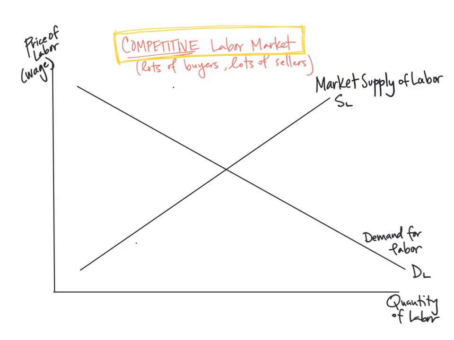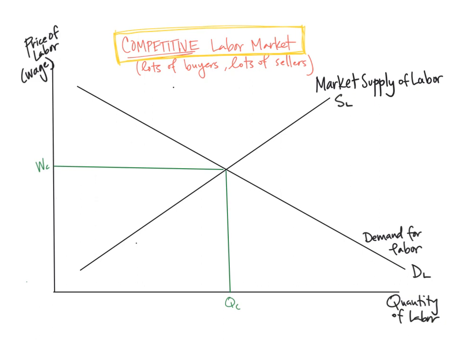So there's lots of buyers for labor, lots of small-ish firms competing for your labor, and lots of sellers of labor, lots of different people that can offer up that same labor skill. In this market, where no one worker and no one firm has control over wages, we see that wage is going to come to the equilibrium level where supply equals demand.